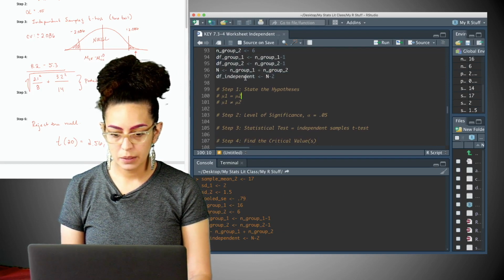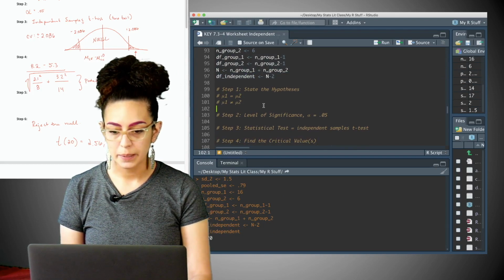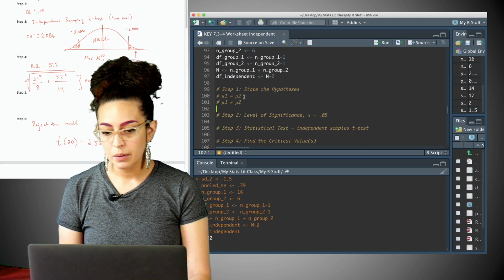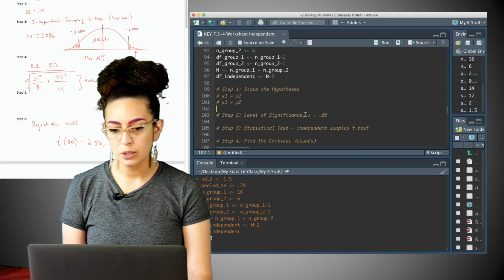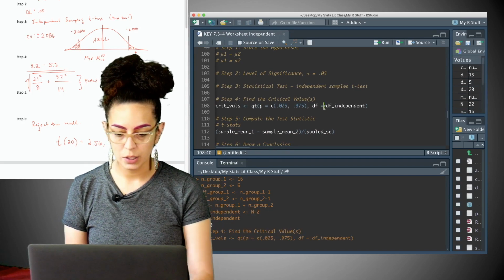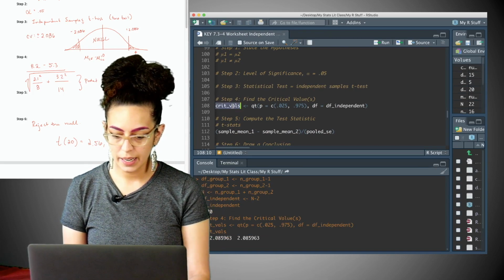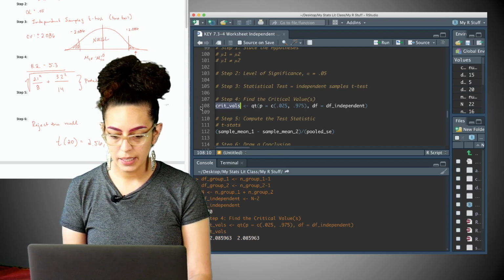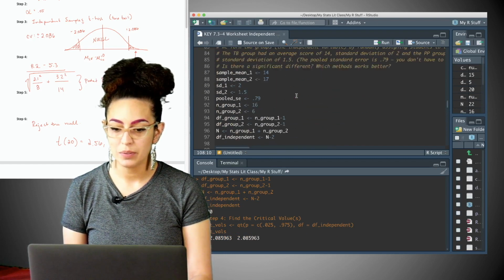So let's see, actually, what are our degrees of freedom? 20, okay, just curious. So we're going to say group 1 is equal to group 2, group 1 is not equal to group 2, 0.05 significance, independent samples t-test. We're going to get our critical values. And this time we have negative 2.08. Oh, we have the same degrees of freedom as before, don't we?